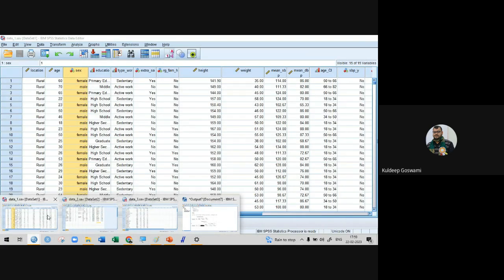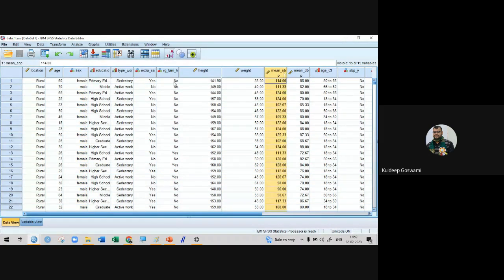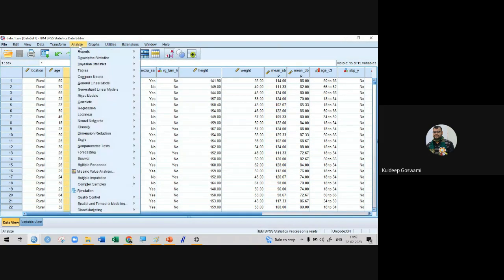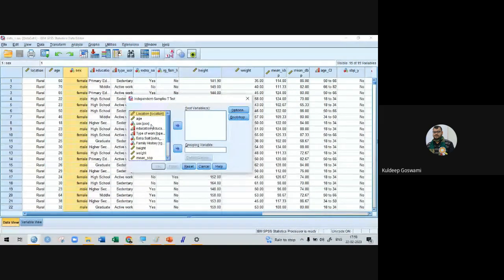These are my data. This is mean systolic blood pressure, and this is gender. Again, go to Analyze, Compare Means, Independent Sample t-test. Click on that. What are you going to check? Mean SBP with gender.